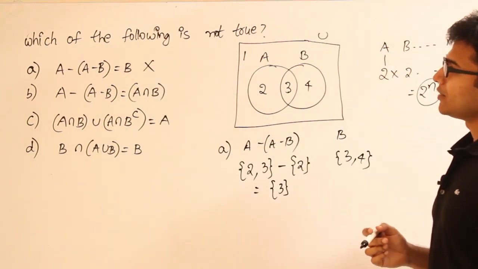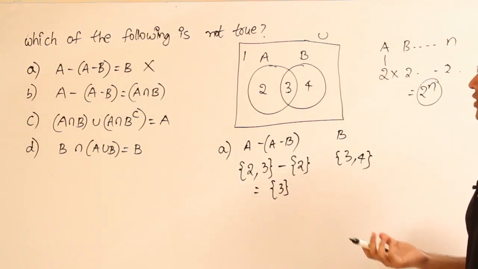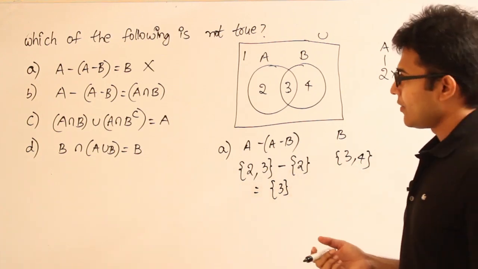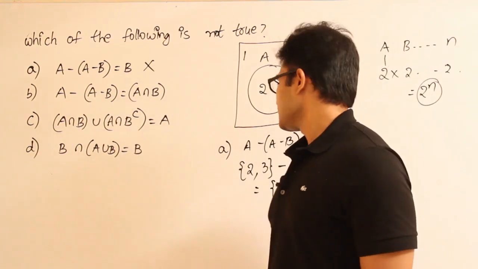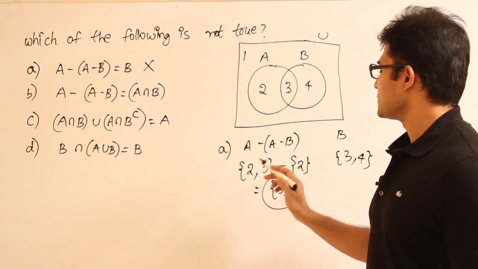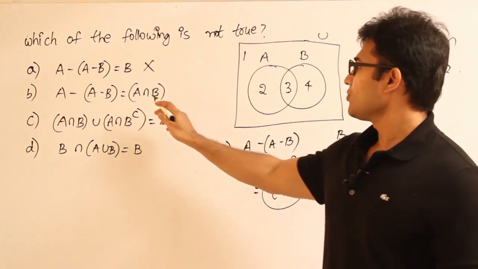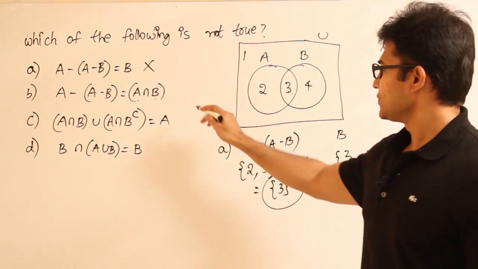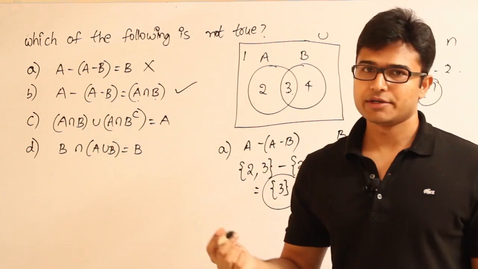Now look at option B. So even though we have got the answer, the question is which of the following is not true. We got our answer, but still continue. Now see this, A minus B, we just found out that the answer is 2. And what about A intersection B? A intersection B is nothing but 3. Therefore this is true. LHS equal to RHS.